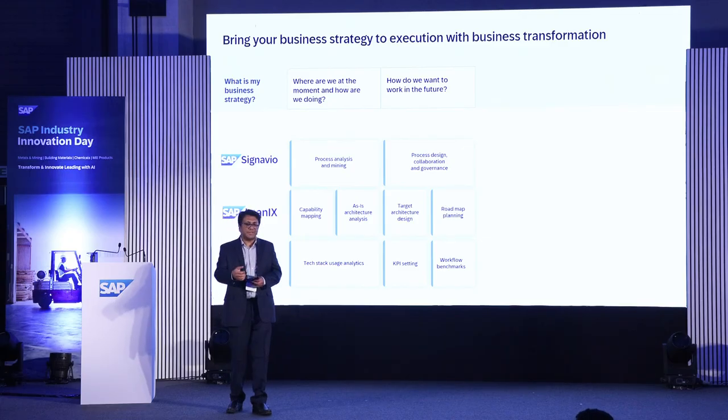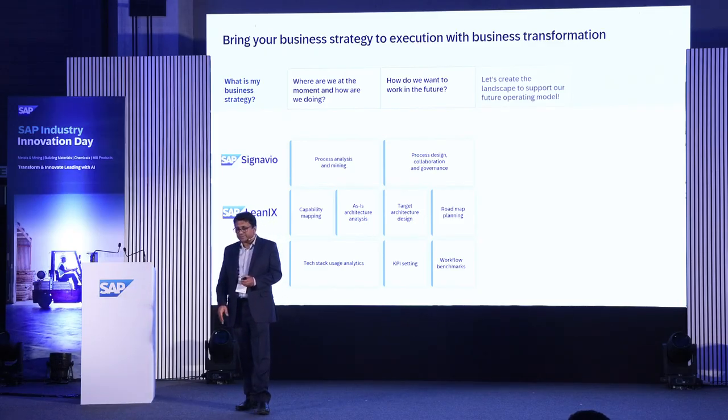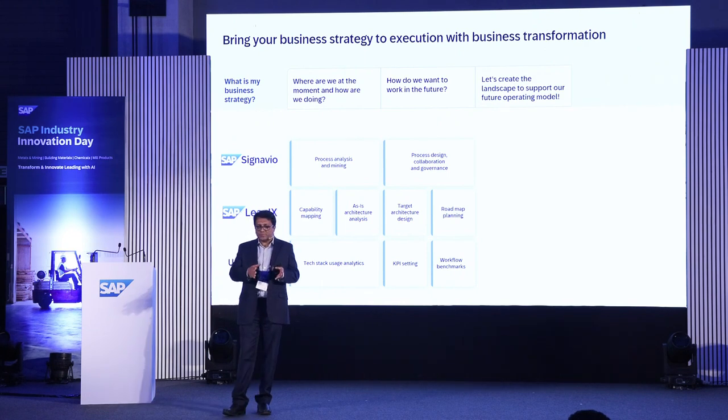So for example, we bring data from APQC from an industry benchmark perspective. And we also have our own internal benchmarking capability within Signavio to help you compare your processes with the industry peers. So once we have built the to-be process and the architecture, how do we actually implement it, right?